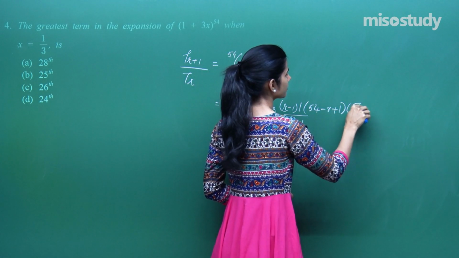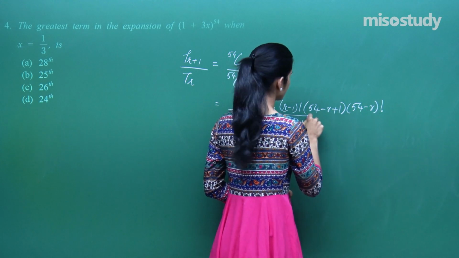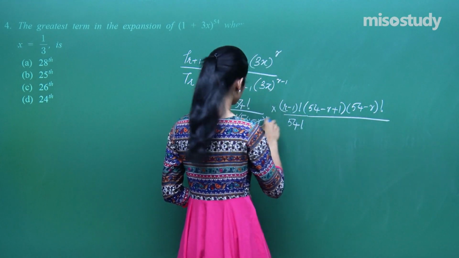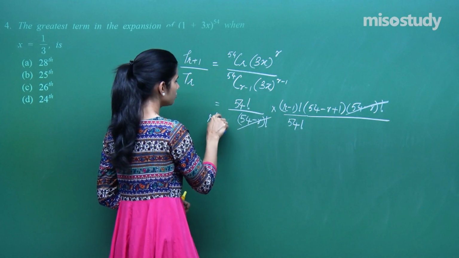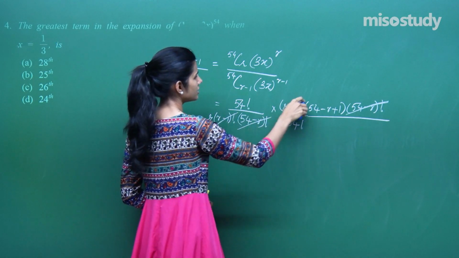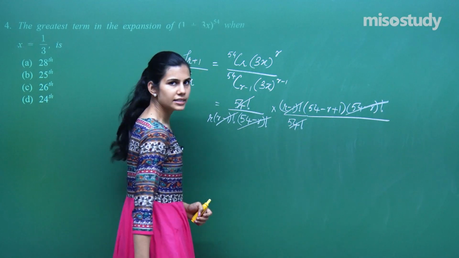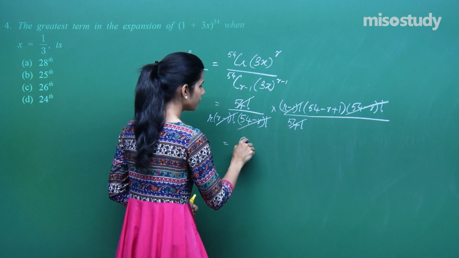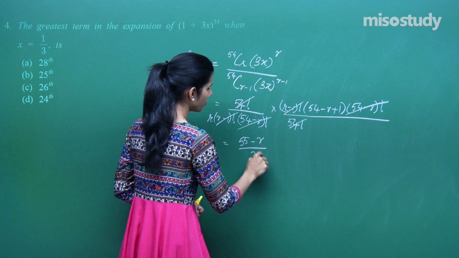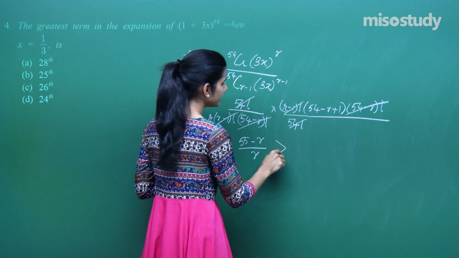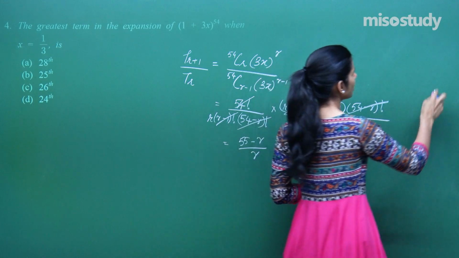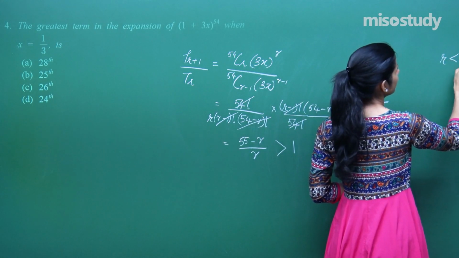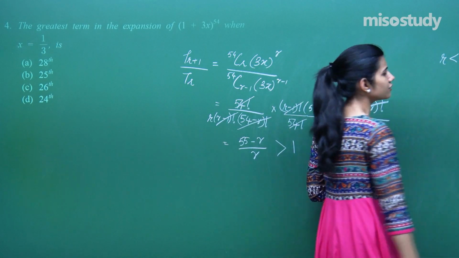factorial जिसको मैं ऐसे लिख सकती हूँ, right? So this gets cancelled out. r factorial को लिखा जा सकता है r into r minus 1 factorial. So this gets cancelled. This gets cancelled. So you have 55 minus r upon r. Just consider tr plus 1 upon tr to be greater than 1. इसको आप resolve करेंगे तो आपके पास आएगा r is less than 27.5.